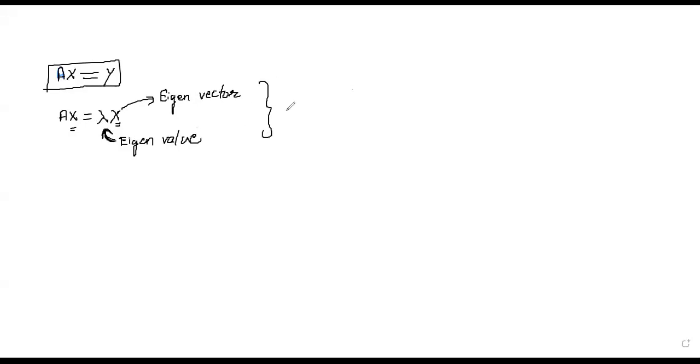Now our task here is to find the eigenvalue and eigenvector. So what do we do here? So we have Ax equal to lambda x.